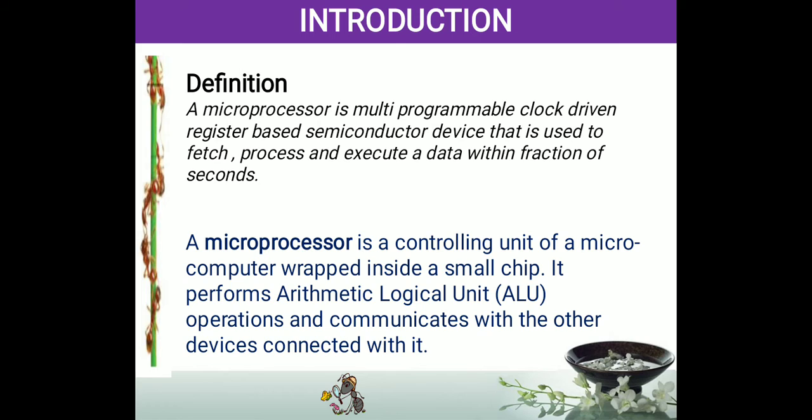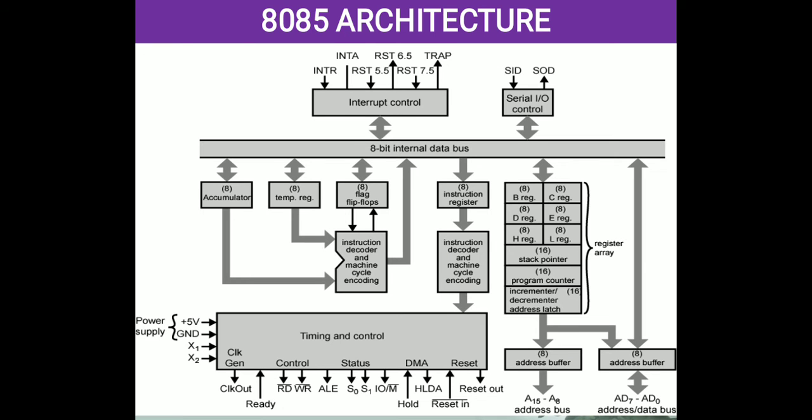A microprocessor is the controlling unit of a microcomputer wrapped inside a small chip. It performs the arithmetic and logical operations and communication with the devices connected to it. It is the definition for a microprocessor. Okay, next thing, this is the architecture of the microprocessor 8085. Okay, we will discuss the things one by one.